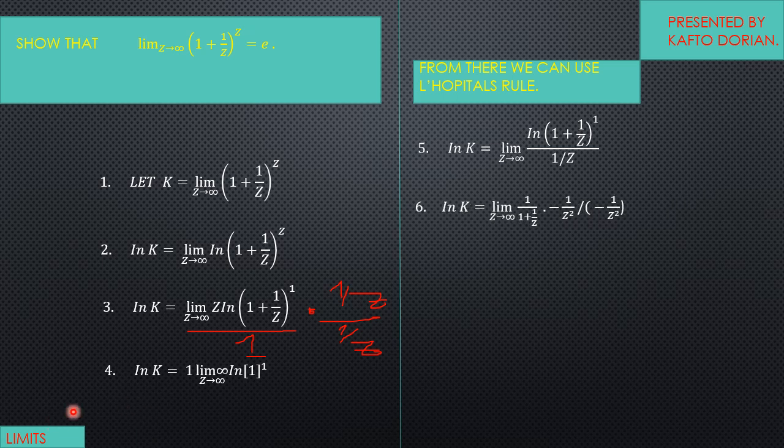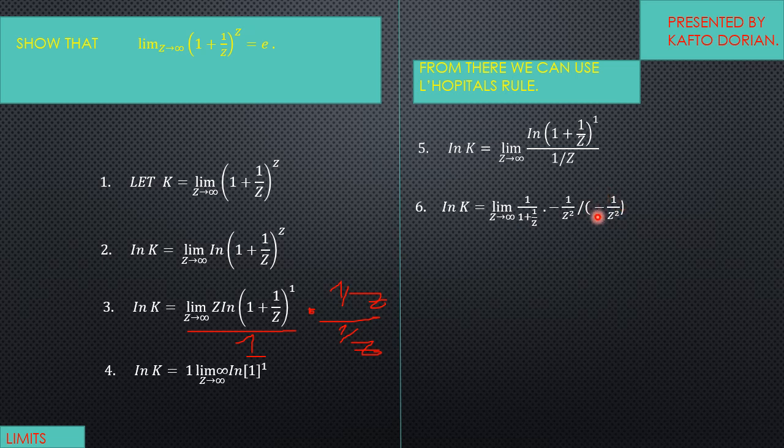So at this stage, it shall now be the 6th point. I have ln k equals the limit as z tends to infinity. Typically here I've used L'Hopital's rule, so I now differentiate the numerator and the denominator. When I differentiate the numerator, I'm having this case here.